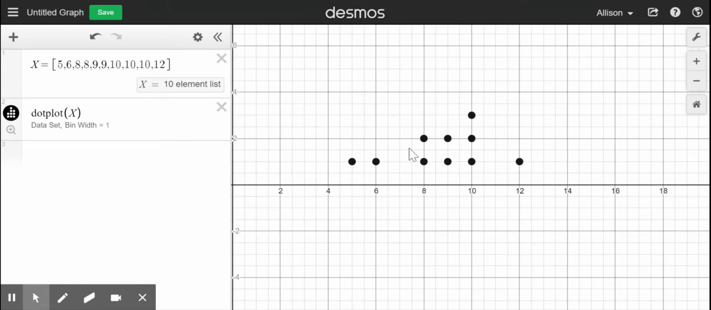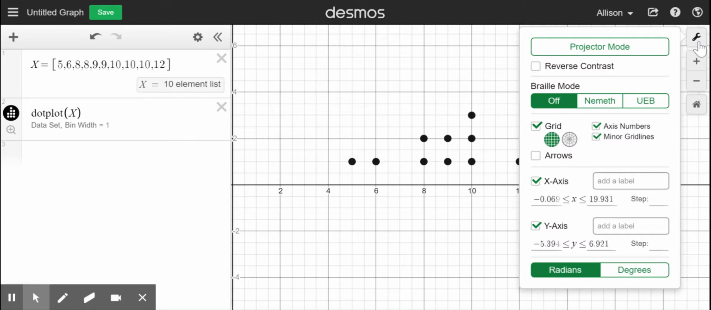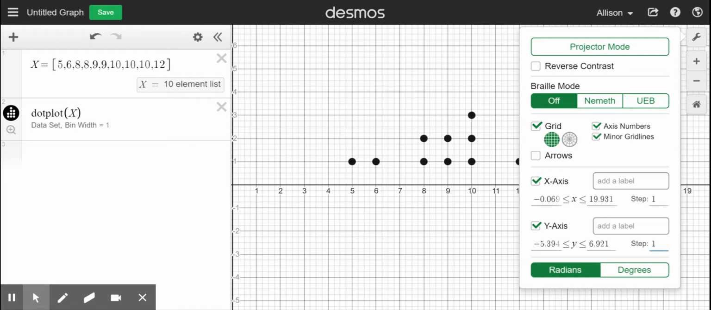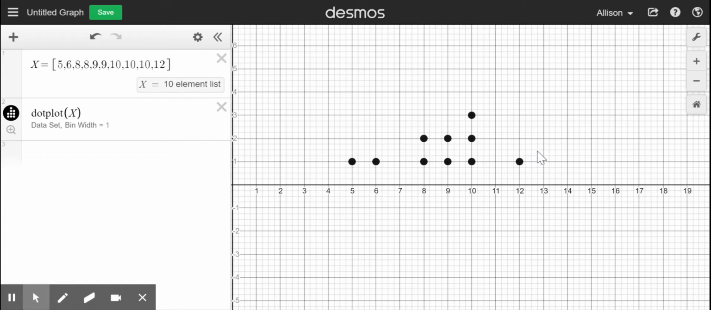What you'll notice is that over here, if you drag your graph, you can see the dot plot. If you want, you can press this graph settings tool, and you can change your axes. We can change this to be step 1 and step 1 so that we can see how many data points there are for each number. So we can see there's 1 data point for 5, 6, 2 for 8, 9, 3 for 10, and 1 for 12. So you're able to see the dot plot just by writing dotplot on the calculator side over here.